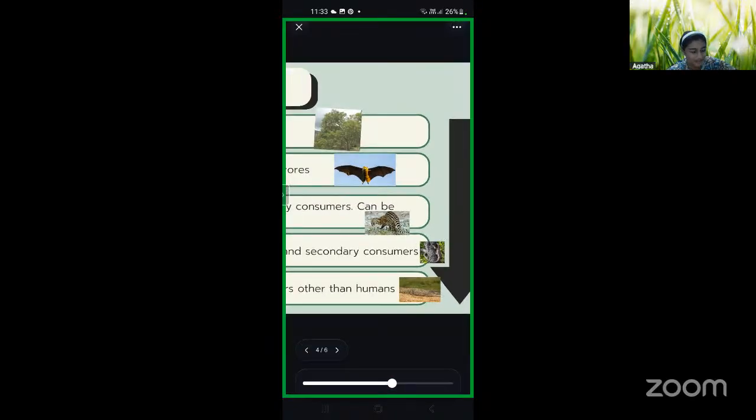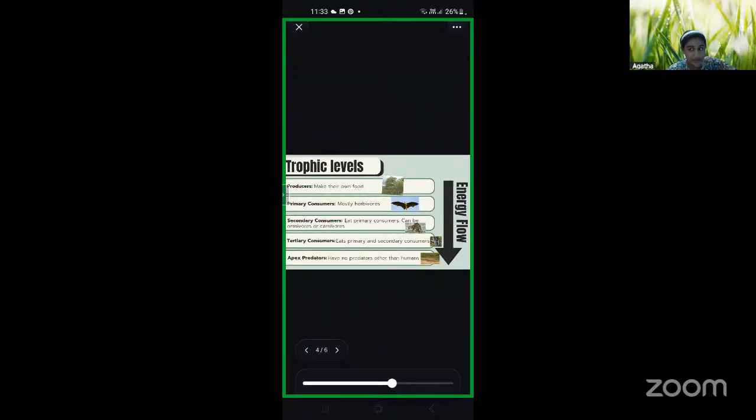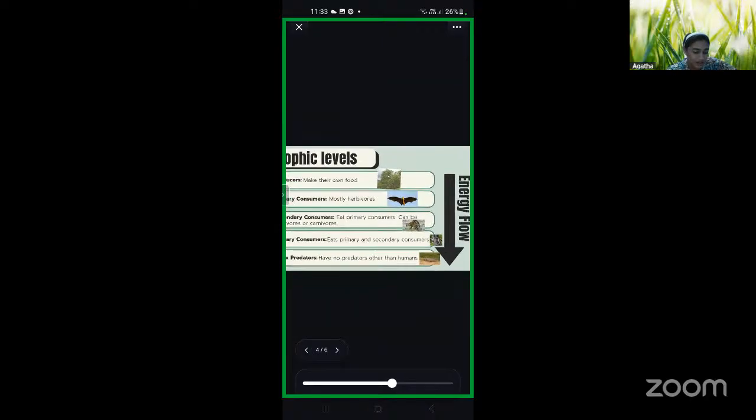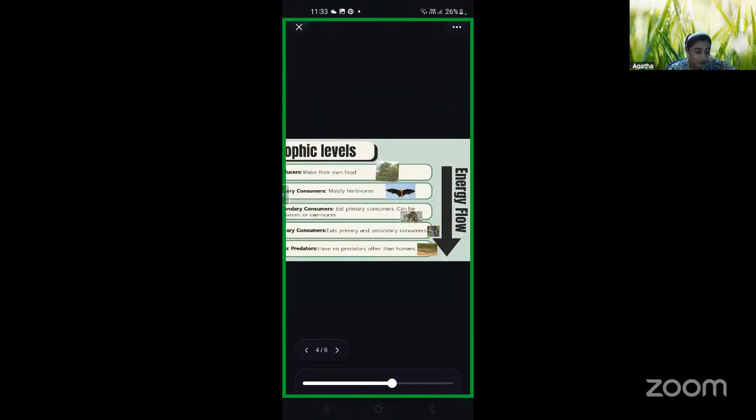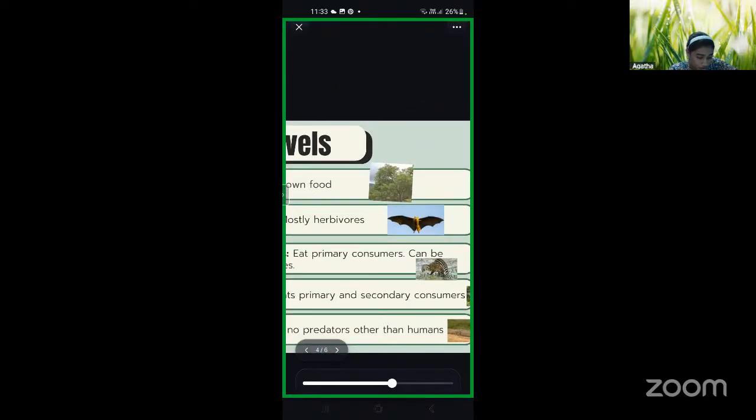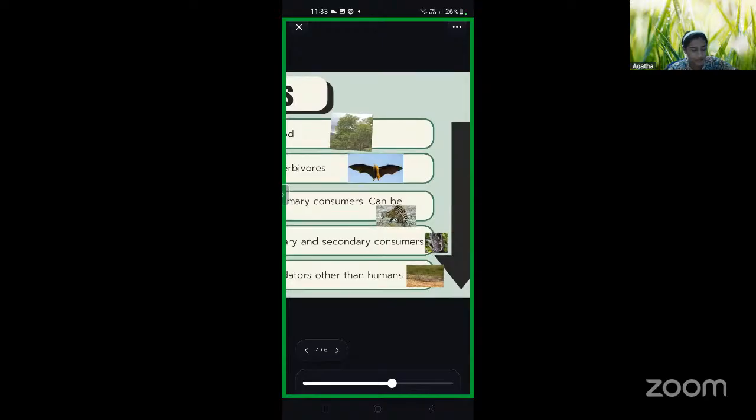No fruits, okay? Apex predators have no predators other than humans. Like the mugger crocodile, no animal can hunt an adult crocodile, except for the youngsters. Energy flows, indirectly, from the lower part of the food chain to the top part.